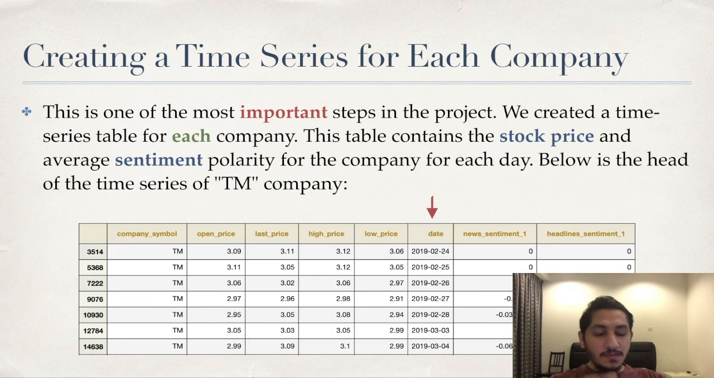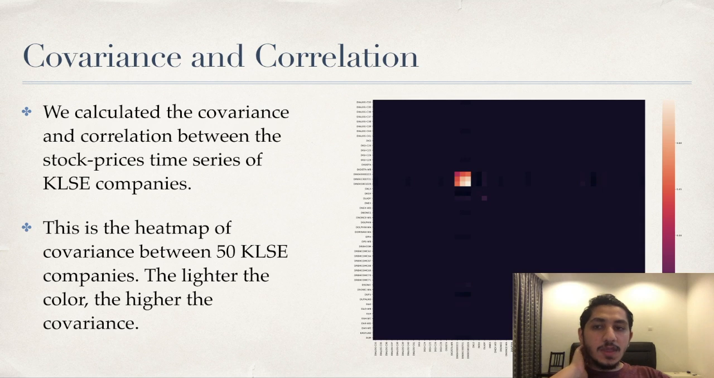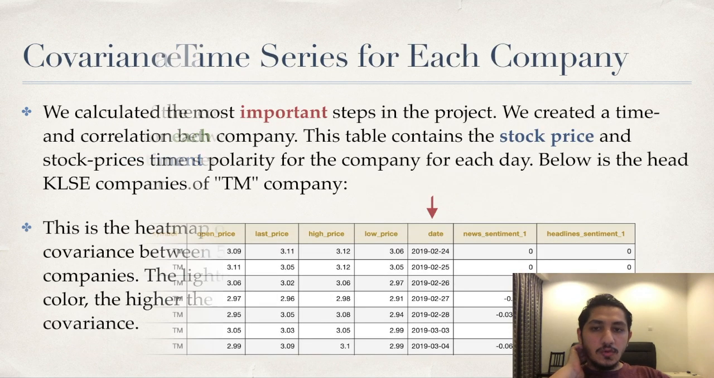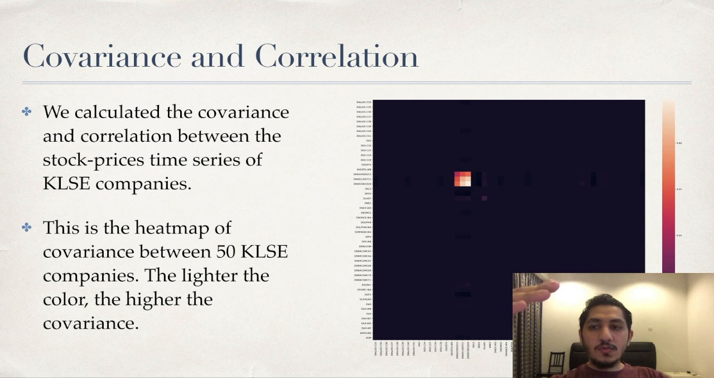After we created this table, we calculated the covariance and correlation between the stock prices of KLSE companies. First we calculated the covariance for all KLSE companies. But since we have a large number of companies, we needed a way to visualize the covariance in a convenient way. So we chose to represent covariance using heat maps.